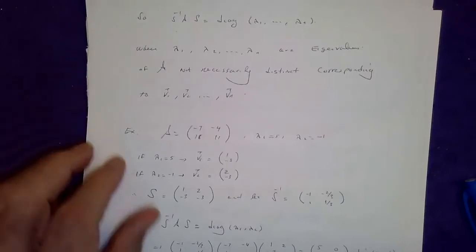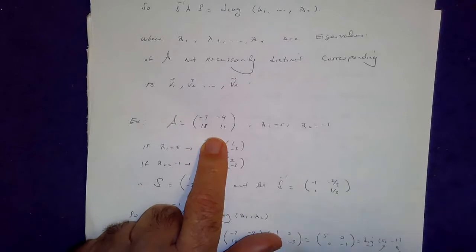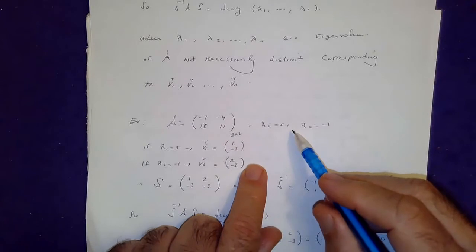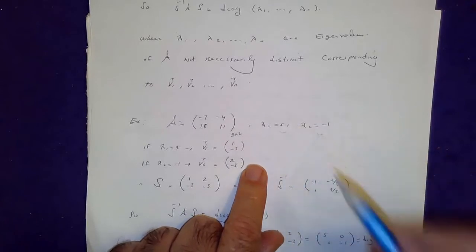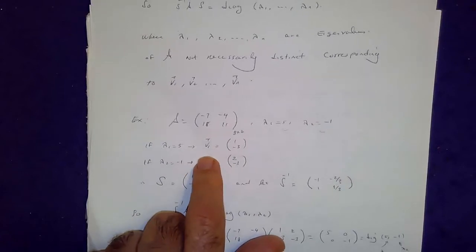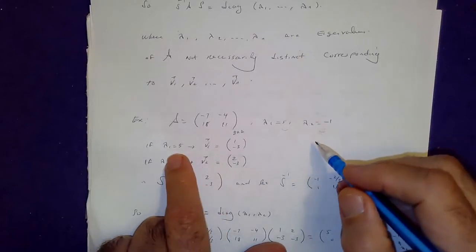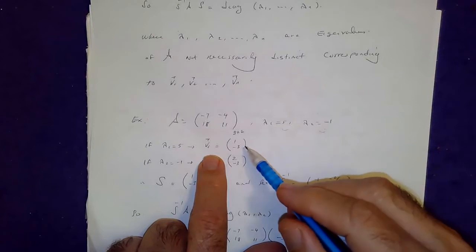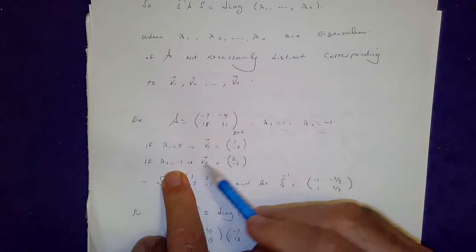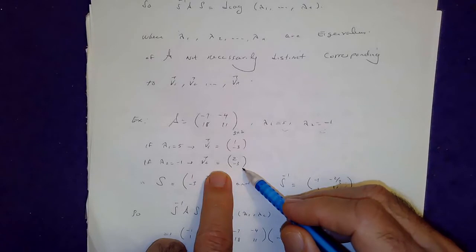So here's an example. Suppose you have a matrix A, 2 by 2, correct? And you found the corresponding eigenvalues, namely 5 and -1. So now you have to find the corresponding eigenvectors for each of these eigenvalues. If lambda is equal to 5, the corresponding eigenvector is 1, -3. If lambda is equal to -1, the corresponding eigenvector is 2, -3.